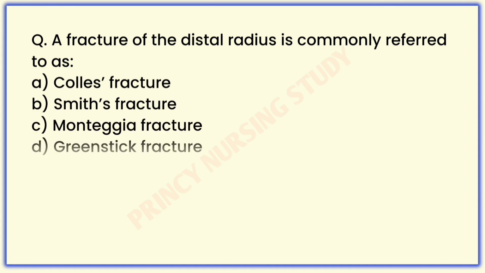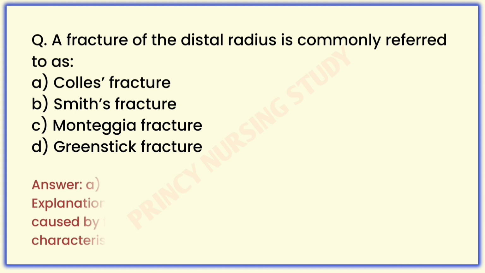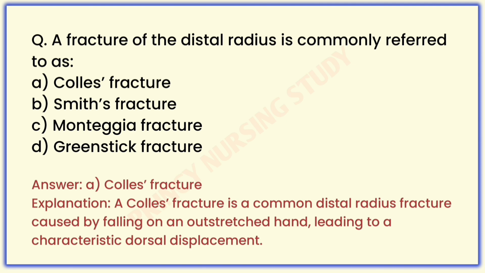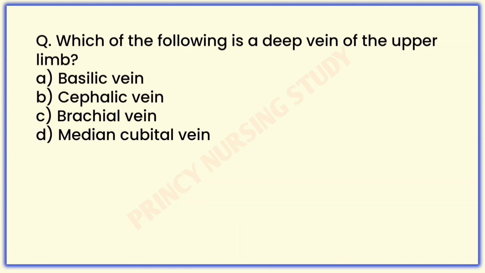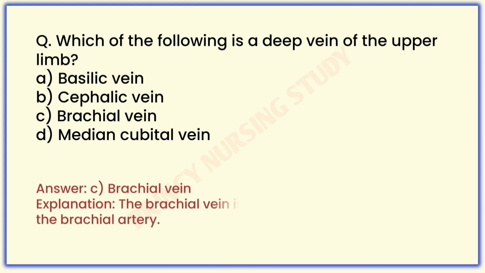Next question. A fracture of the distal radius is commonly referred to as? Correct answer is A. Colles fracture. A Colles fracture is a common distal radius fracture caused by falling on an outstretched hand, leading to a characteristic dorsal displacement. Next question. Which of the following is a deep vein of the upper limb? Correct answer is C. Brachial vein. The brachial vein is a deep vein that accompanies the brachial artery.